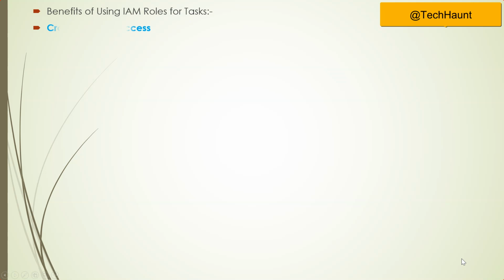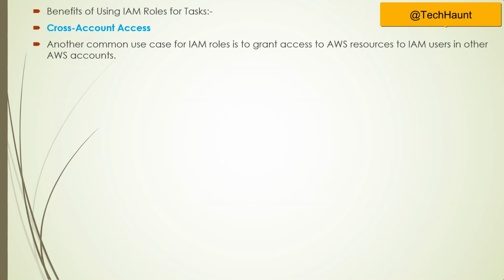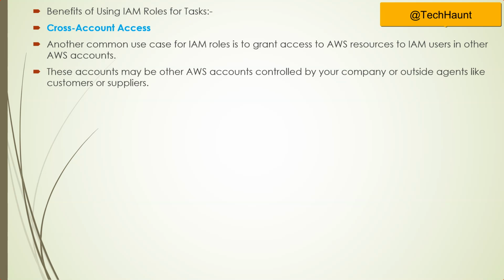So what are the benefits? The first is cross account access. Another common use case for an IAM role is to grant access to AWS resources to IAM users in another AWS account as well. Even if you have IAM roles in different accounts, you can give the permissions and grant access to your AWS resources in a different AWS account. These accounts may be other AWS accounts controlled either by your company or by outside agents, like your customers or your suppliers.